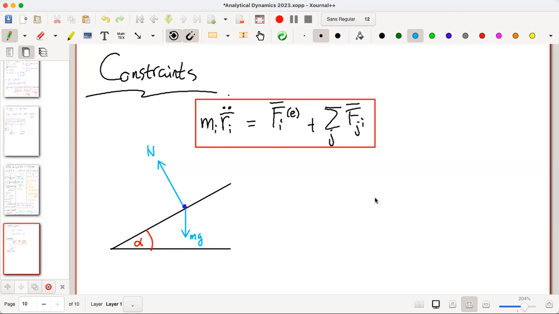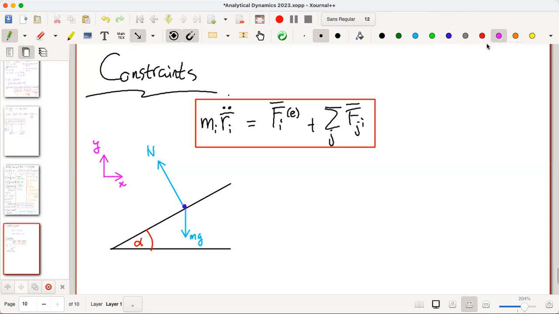So what will happen to this situation? Well, we can write down the equation. What are the equations of motion? Let's take this to be the y direction and this to be the x direction. So the x goes here, the y goes here. All right.